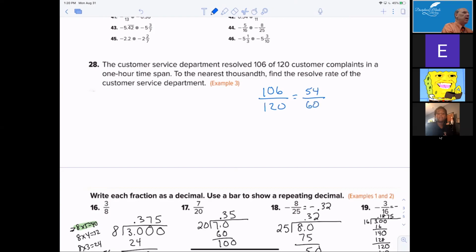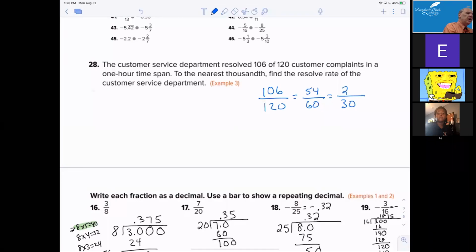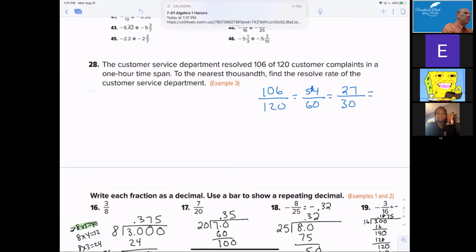I can reduce again by how much? 2 again. So let's do 54 divided by 2. Good. So 2 goes into 5 twice with 1 left over. 2 goes into 14 how many times? 7 times. Now what can I reduce that by? 3. So what does that reduce to? 9 and 30. 9 over 30. No, 9 over 10. Oh my gosh. 9 over 10.